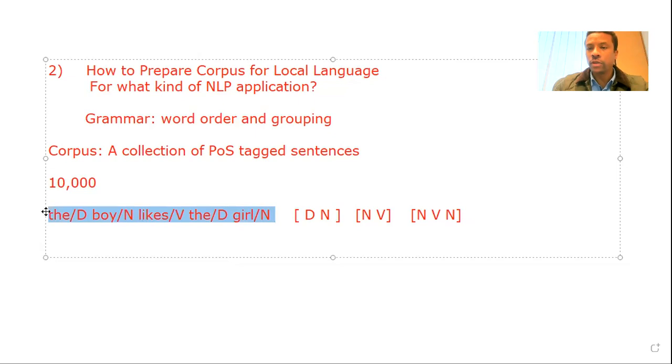But mind you, whenever you develop a corpus, the corpus size should be as big as possible, because it's only when you have many such data that the machine learning algorithm can identify a pattern. Okay?